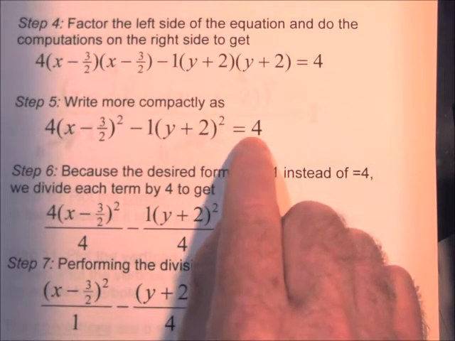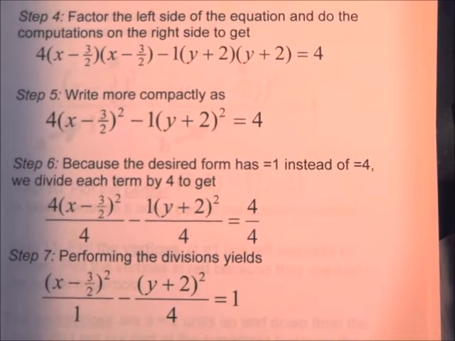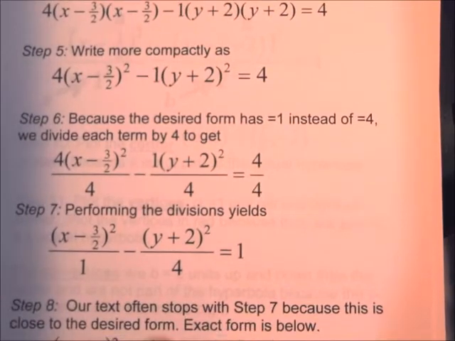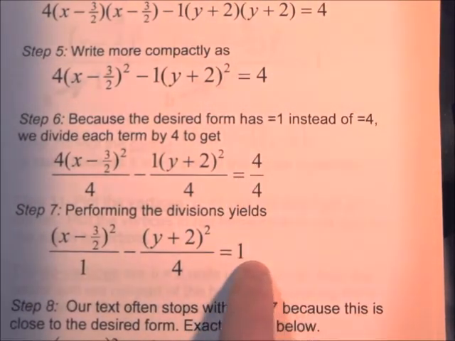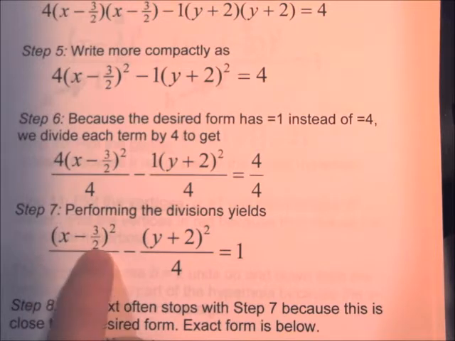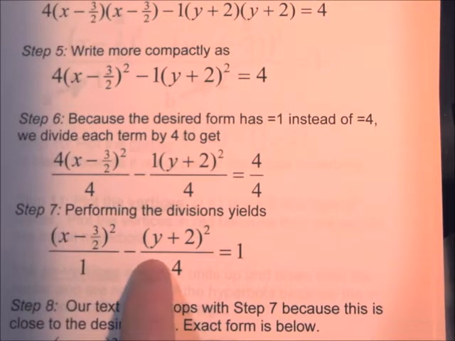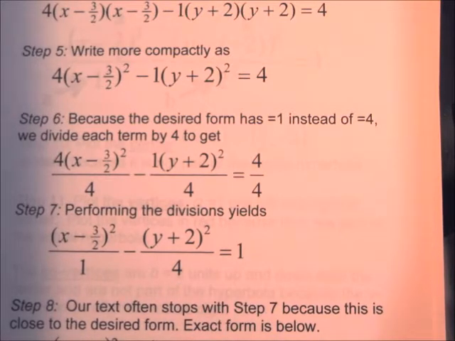In order to get equals 1, we can divide each term by 4, and then we can reduce. 4 divided by 4 is 1. So the new formula is (x minus 3 halves) quantity squared over 1 minus (y plus 2) quantity squared over 4 equals 1. And now this almost matches the standard form.